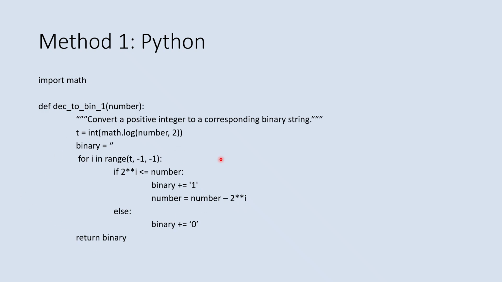So this version of this decimal to binary conversion does exactly what we did in the previous example, of going from 317 and writing it as a binary string.